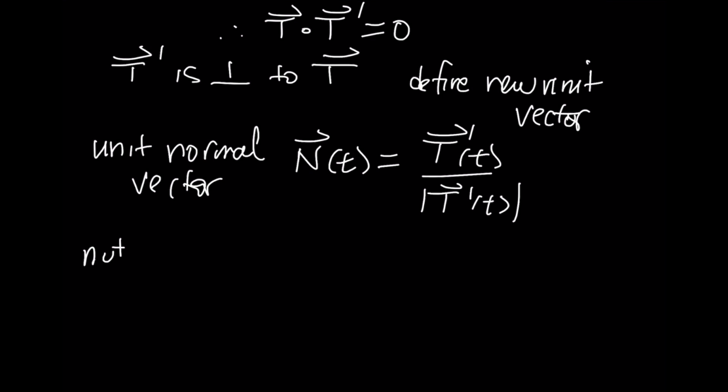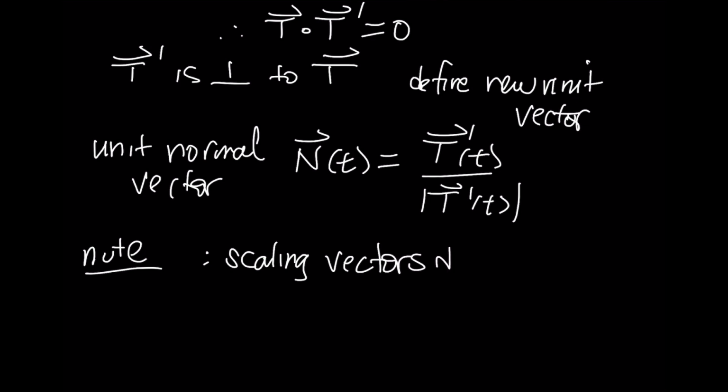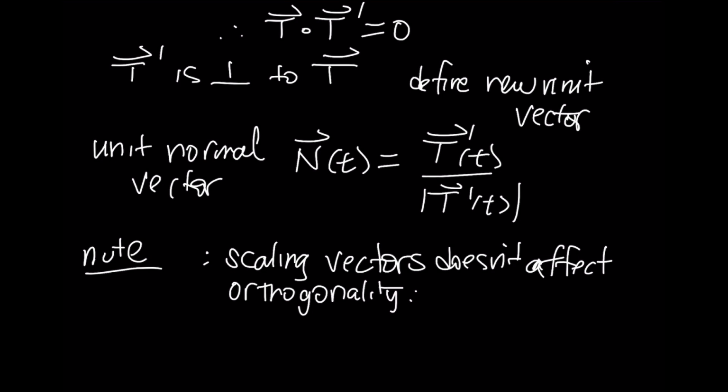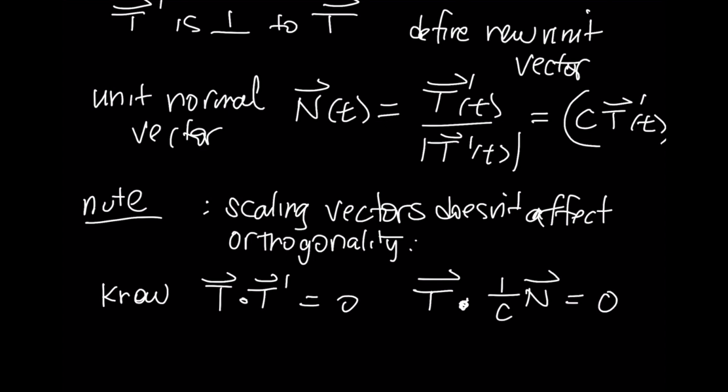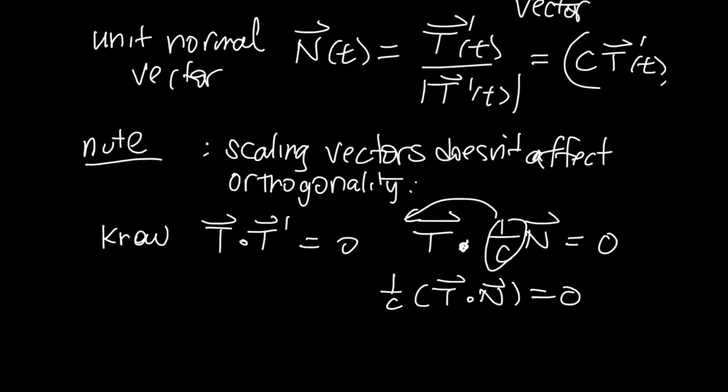Scaling a vector doesn't destroy orthogonality. If two vectors are orthogonal, making one longer or shorter doesn't kill the orthogonality. You could think of this as some constant times this vector T prime, if you'd like. And if I already know that T dotted with T prime is equal to 0, then 1 over that constant times N, that still gives me 0 because I can take this out by dot product properties, and then as before, I will find.